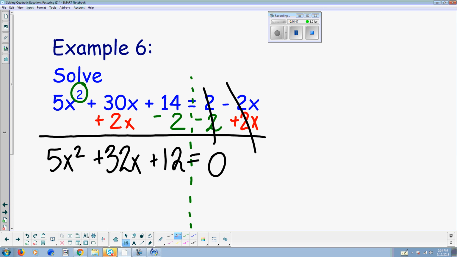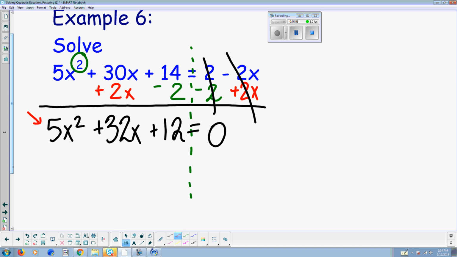We've got a trinomial, but there's a leading coefficient in front of x squared. So I can't just factor this with a regular chart. I'm going to have to factor this using the AC method. So the AC method says take A, the first coefficient, and C, the last term, and multiply them together. 5 times 12, hence A times C. Well, 5 times 12 is 60.